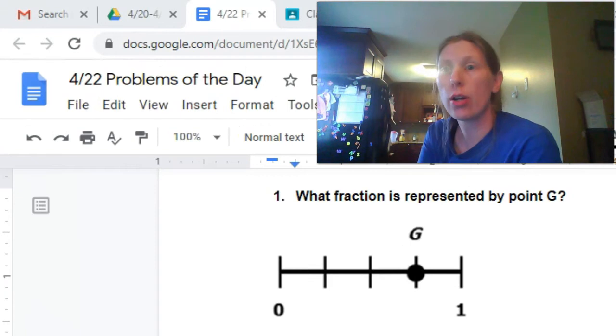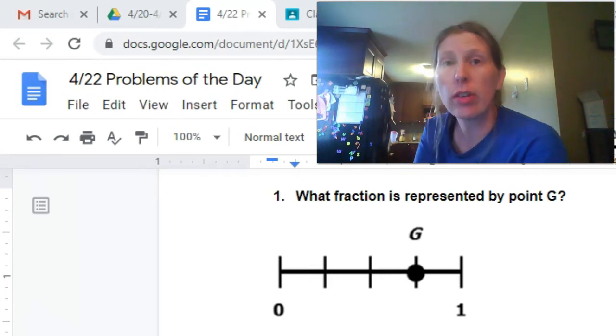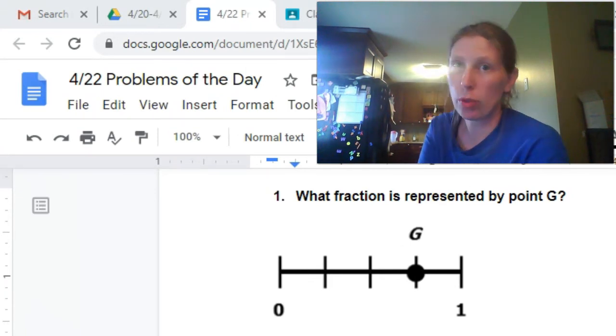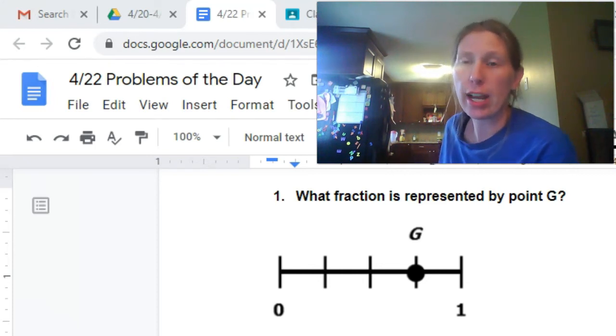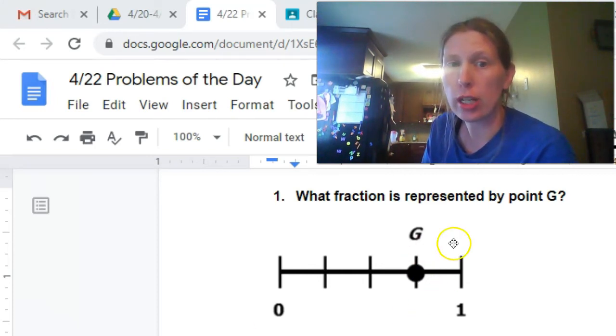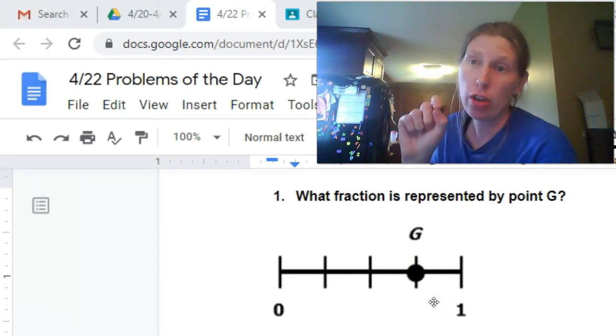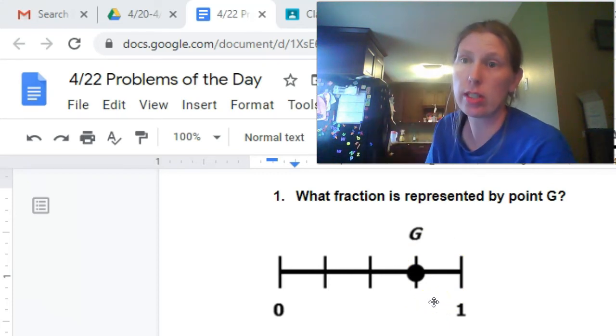I'm going to go ahead and start reading the problems. You are going to solve them by yourself, and when you are done, you can resume the video to check your work. First problem, what fraction is represented by point G? I would go ahead and actually draw the number line so you can label the different parts.